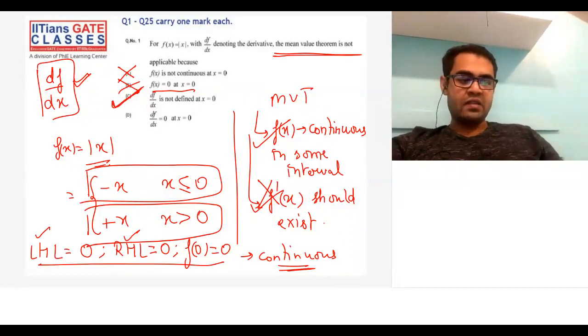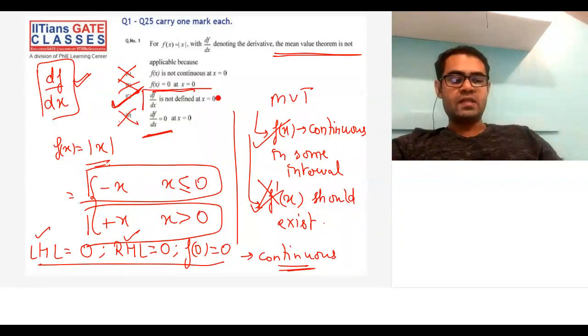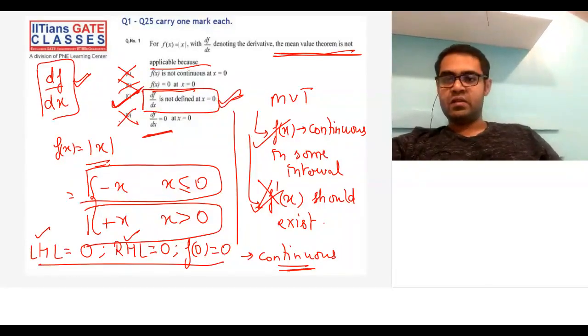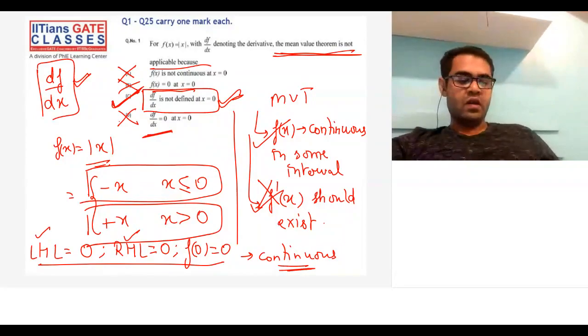Let's try and cancel out D also. D is saying the derivative exists, but it is not differentiable, right? So D is also wrong. This is the reason why the mean value theorem is not applicable. Not B, but this is the reason. This is the correct statement and the correct reason as well. So I hope this question was clear. This came for 1 mark.